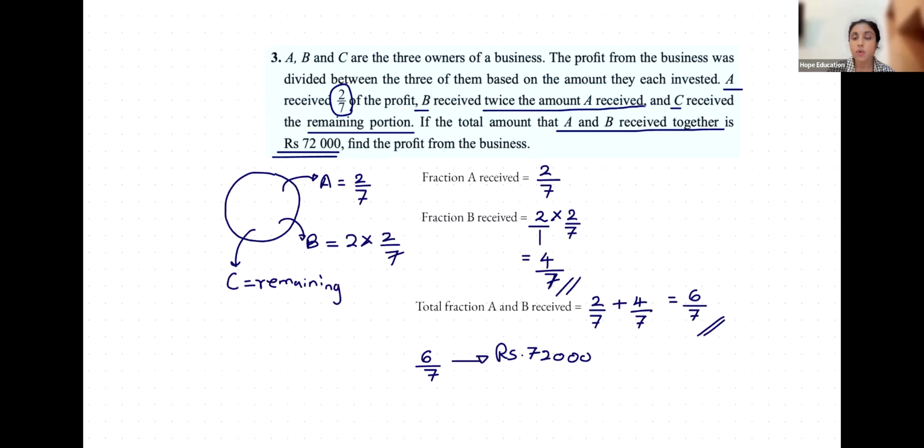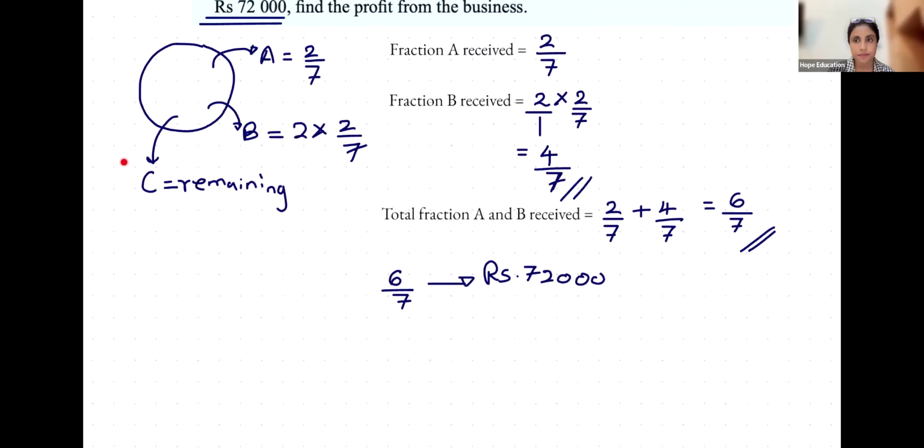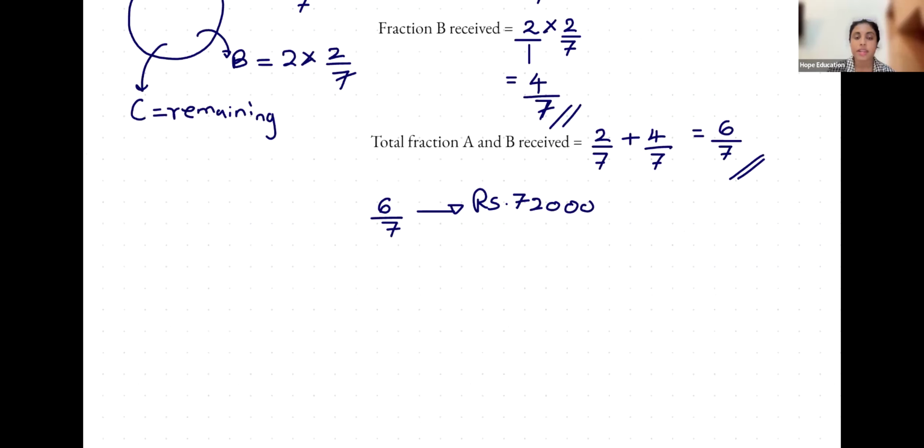Now they're saying the total amount A and B received together is 72,000. The fraction is 6 over 7. So that means 6 over 7 is equal to 72,000. Is it clear? Maria, is it clear? Okay, all right. So if 6 over 7 is 72,000, total means everything. That would be 7 over 7.